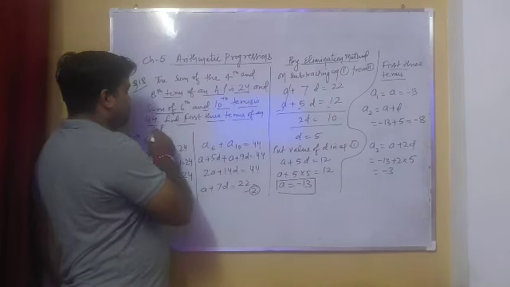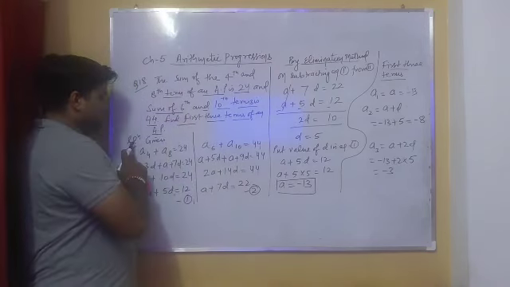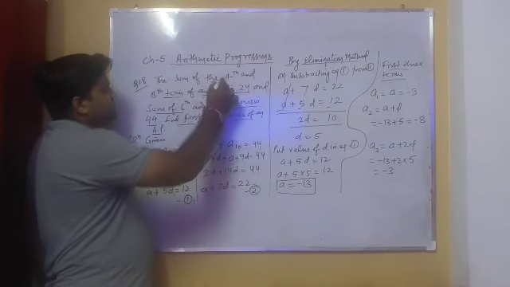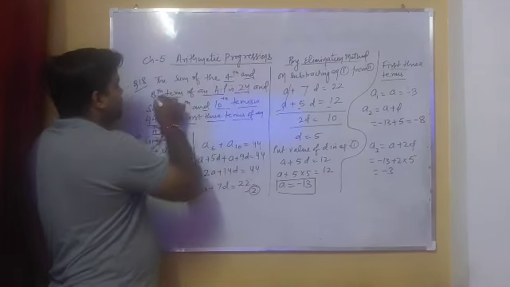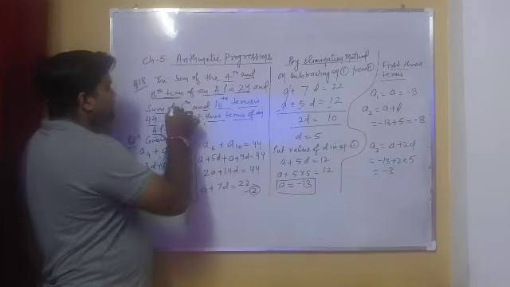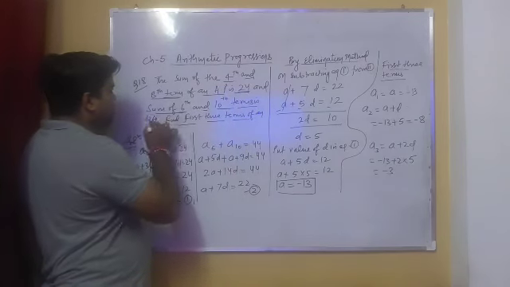Find the first 3 terms of an AP. Now let us come to the solution. In the question it is given that the sum of the 4th term and 8th term of an AP is 24, and the sum of the 6th term and 10th term is 44.